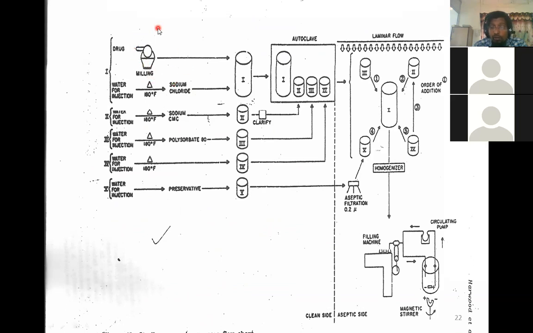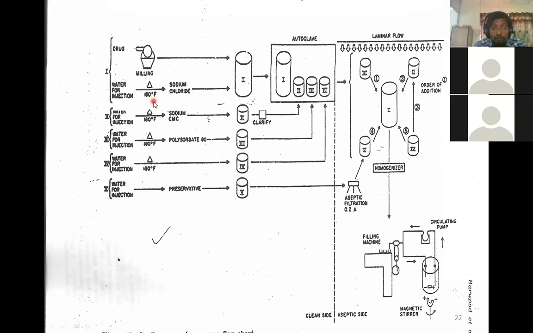I hope you know we always do this to get uniform size, and size reduce it manually in the preparation of suspension. So you take the drug in a mortar and pestle or any equipment which is generally used in size reduction. Then you are reducing the size, right? So that is the first part. Second part, you will take water for injection.